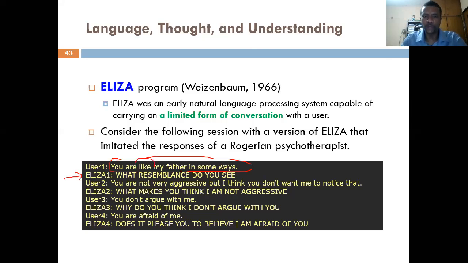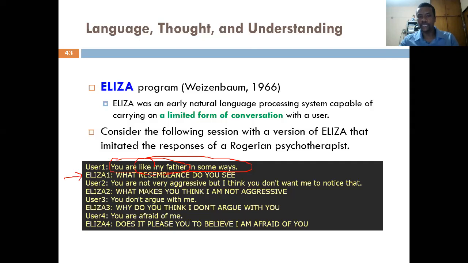Like my father, Milono said. So the next question is, if this person is talking about somebody being like someone else, then the next question can safely be, what resemblance do you see? Mind you, whenever this result is received by the human being, the user said, you are not very aggressive, but I think you don't want me to notice. This is the person writing this text.